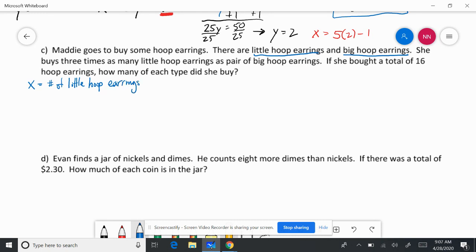And you could pick any letter that you want. I'm just picking X and Y, but sometimes people might pick L for little and B for big. Any type of letter you want. Y would be number of big hoop earrings.